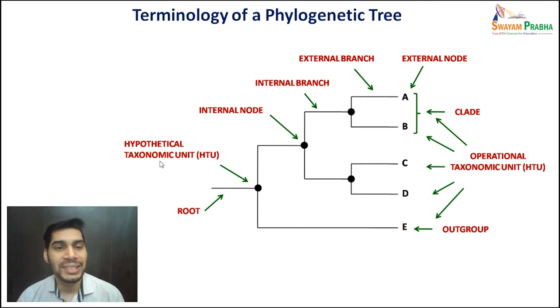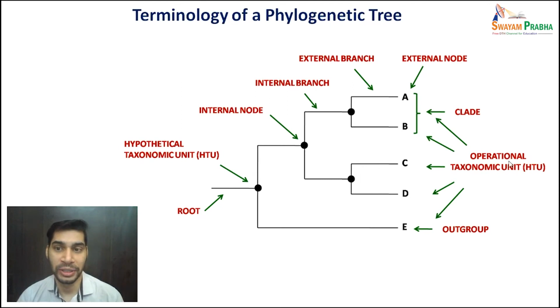This is called the hypothetical taxonomic unit, or HTU. We do not have it now, but we hypothesize that this is the common ancestor from which the different branches have emerged. There is something called an internal node and there is something called external nodes. An internal node is like here, which is an ancestor for all these, whereas external nodes are the taxons which are present here. Now these are the taxons which are called operational taxonomic units, in contrast to hypothetical taxonomic units.